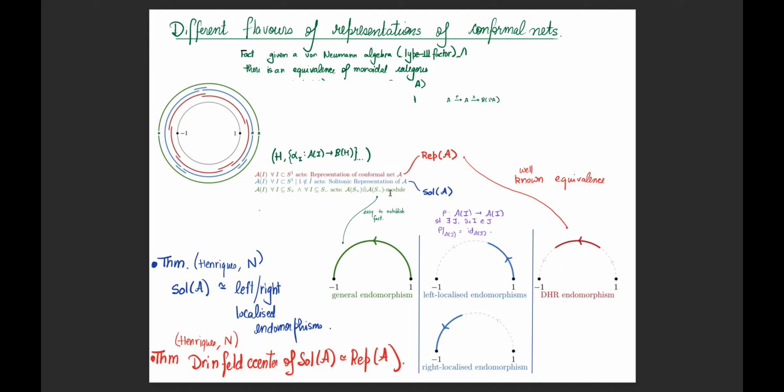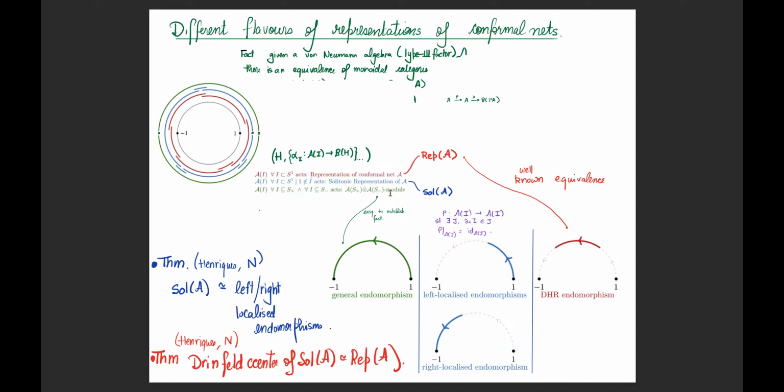Okay, so there is a well-known equivalence between representation categories, where the objects are Hilbert spaces with actions of algebras, and the DHR endomorphism category, where the objects are DHR endomorphisms and morphisms are intertwiners. And there is an even more preliminary equivalence, between bimodules and endomorphisms.